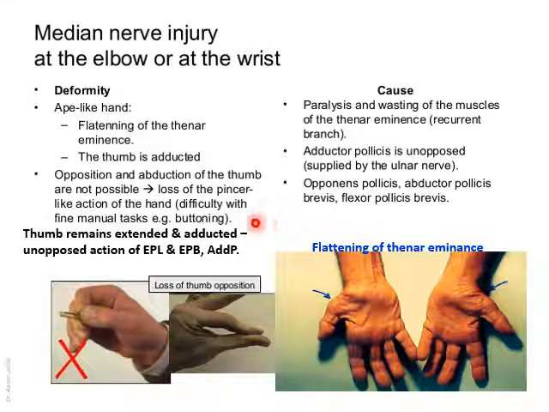So because of the paralysis of these thenar muscles, the thumb remains extended and adducted because of the unopposed action of extensor pollicis longus and extensor pollicis brevis, and also the adductor pollicis. So this is how the hand of the median nerve injury patient will be seen.